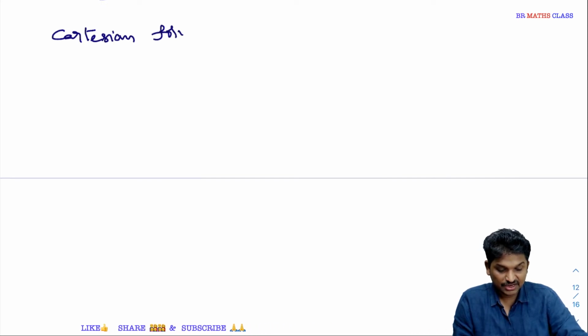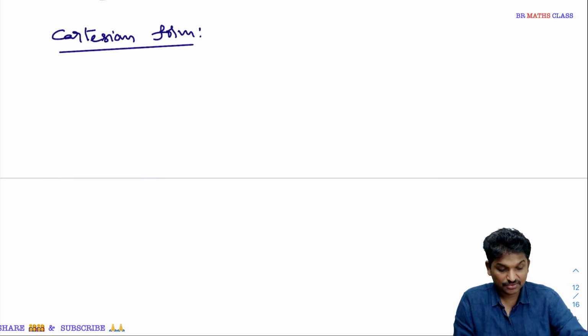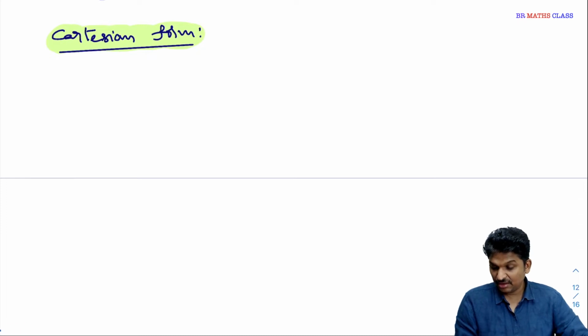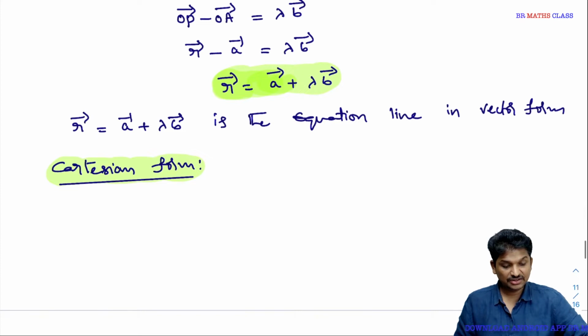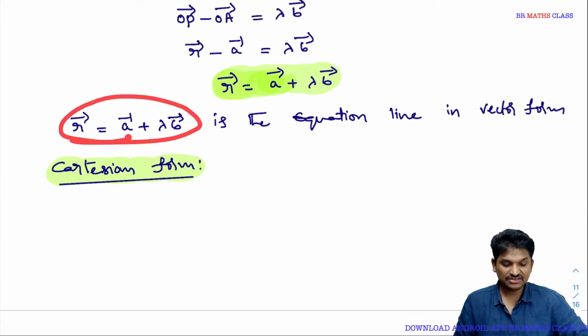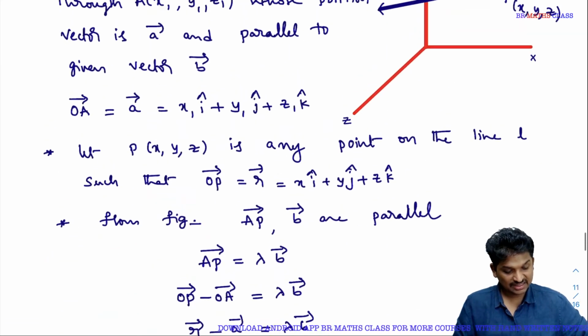Cartesian form. I am deriving the equation of a line in Cartesian form. To derive this, you observe this is the vector form. I need to know what R bar, A bar, and B bar are. What is R bar? R bar is already there here.